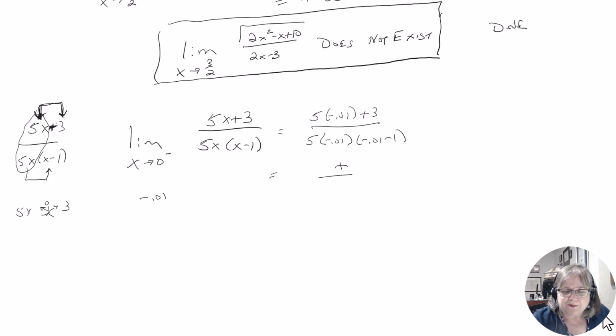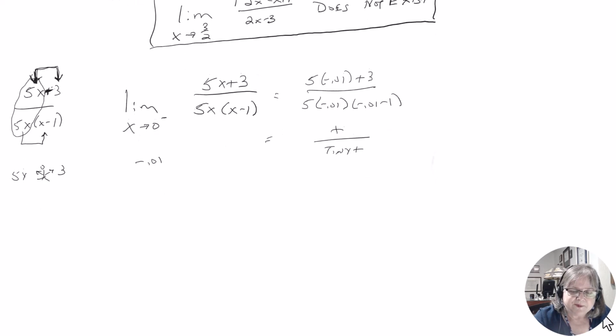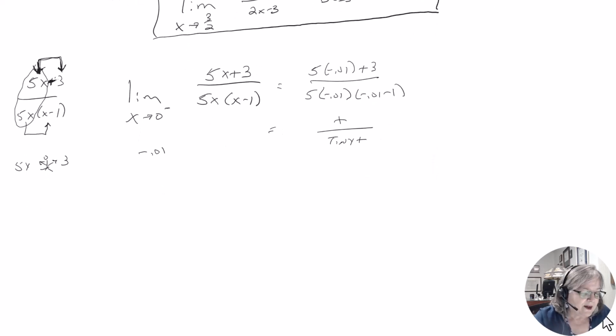a positive number. Okay, now 5 on the bottom times a negative 0.01 is a small negative number. Negative 0.01 minus 1 is negative 1.01. So I've got a negative times a negative is a positive, and a tiny number times a 5 is still tiny. So this is going to be a tiny positive. So a positive number divided by a tiny positive is positive infinity.